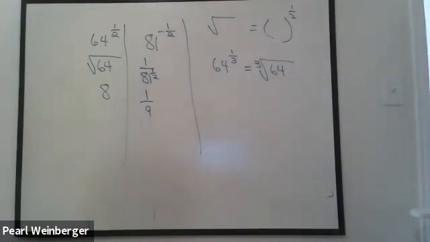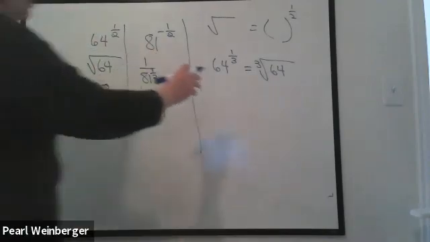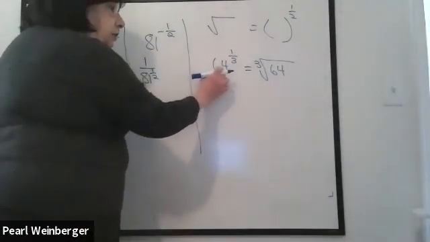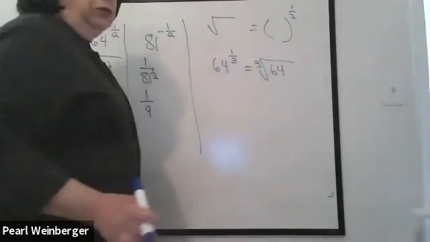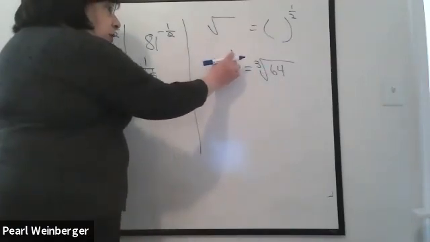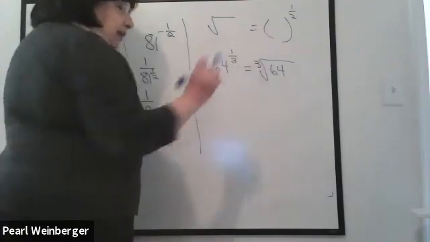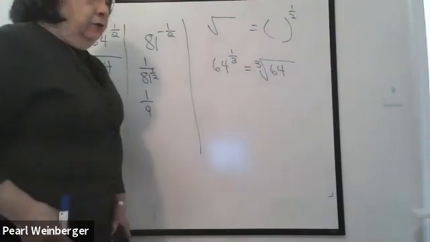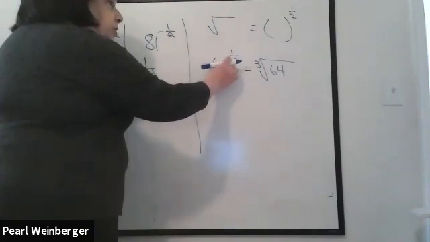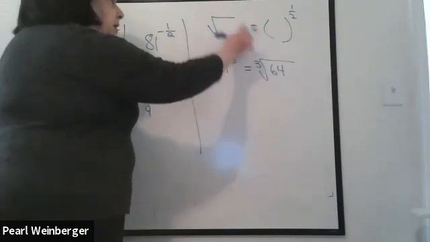In other words, anytime you see a fractional exponent, it's going to tell you to do the radical. It's going to tell you to do the root, and the number in the denominator of the fraction is what we call the index of the radical. Since this is 1/3, the index is 3.